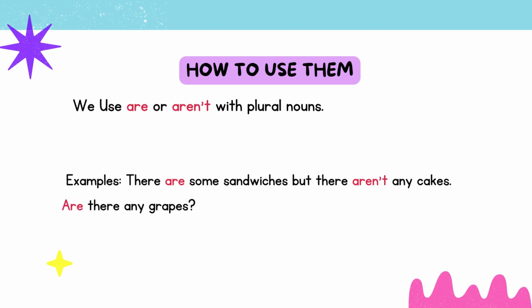How to use them. We use are or aren't with plural nouns. There are some sandwiches but there aren't any cakes. Are there any grapes?